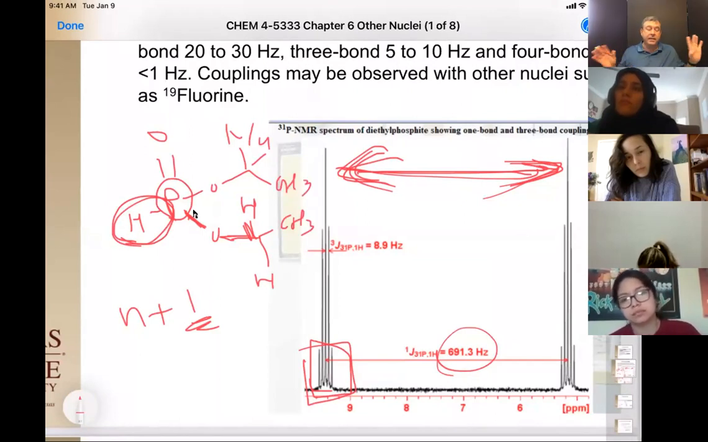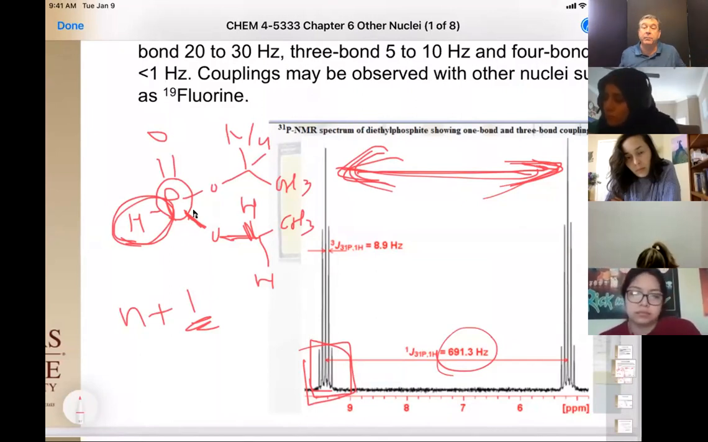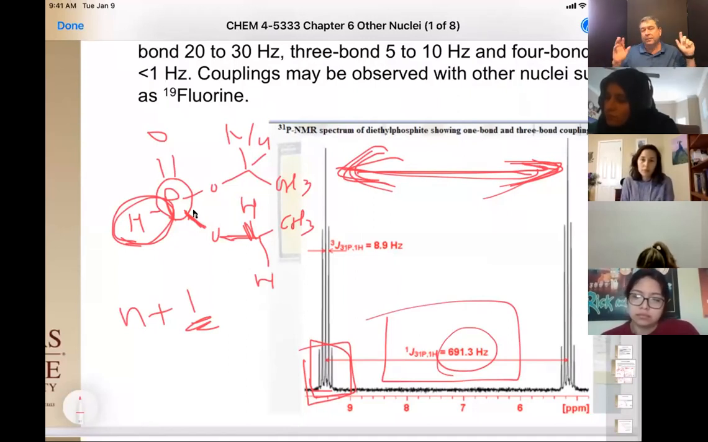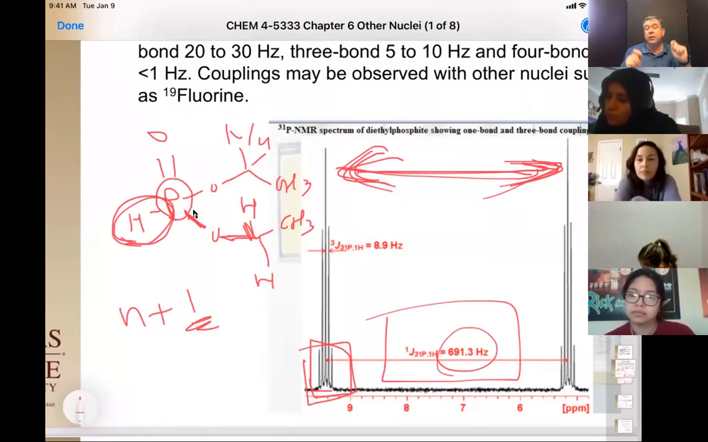So we see a great application of the N plus one rule here, but the coupling constants are dramatically bigger than anything we've dealt with up to now. Okay, so in your phosphorus NMR, don't get fooled by thinking you have two different phosphoruses here. If you have a nitrogen, a halogen, fluorine, or hydrogen directly bonded to your phosphorus, you're going to see this same huge shift.